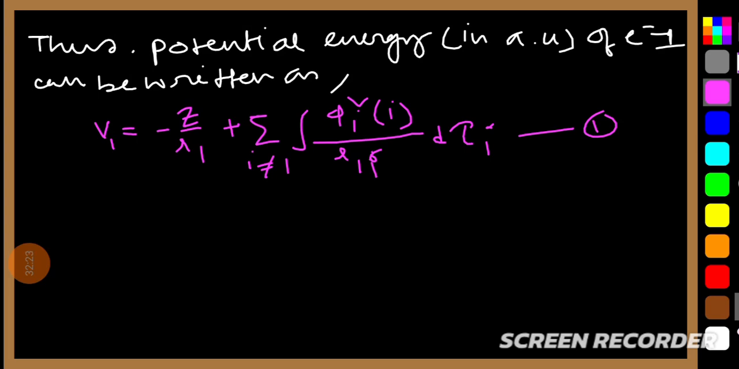For electron 1, V suffix 1 equal to minus Z by R1 plus summation of I not equal to 1, the integral of phi I square by R1I d tau suffix I. That is the first equation. Here Z generally means the atomic number, R means the radius, phi means the corresponding individual wave function, and d tau is the volume element, that is, normally we call dx dy dz together d tau. Okay, so next.